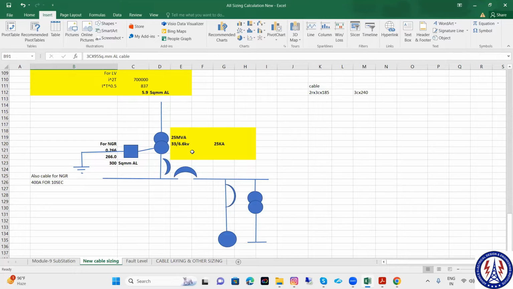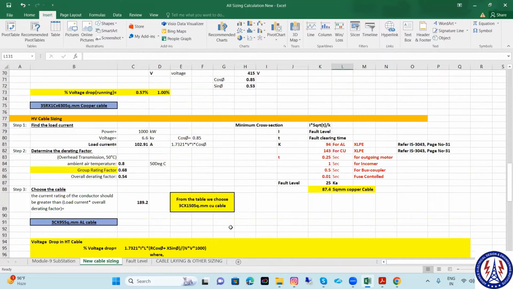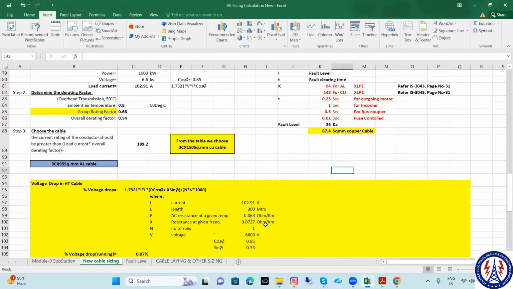So if you are able to determine the cross section correctly, the ST cable sizing can be done even on the calculator. Okay. If your system is fuse controlled, meaning it has a fuse plus contactor, then for the fault current there is no need to determine the minimum cross section, because the time is very short, 0.01 second. Your fuse will blow in that. Okay, so it's like this.